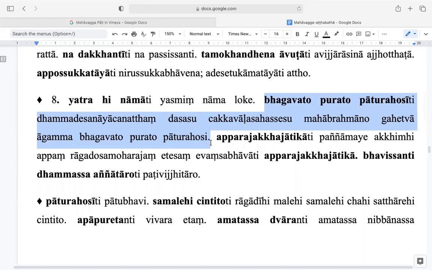And then Chakawala Sahasesu Mahabrahmano. Not only that Sahampati Brahma alone, but any other Brahmas from the 10,000 universes gathered, and then went to the Blessed One and appeared in front of him. Dasasu Chakavala Sahasesu is a locative case, but we can translate it in the ablative sense, from around the 10,000 world cycles.